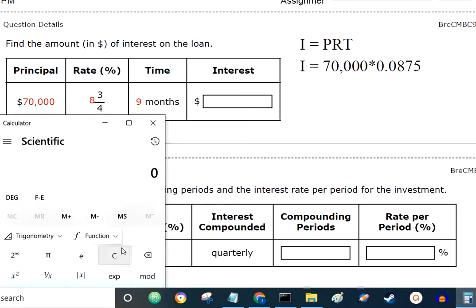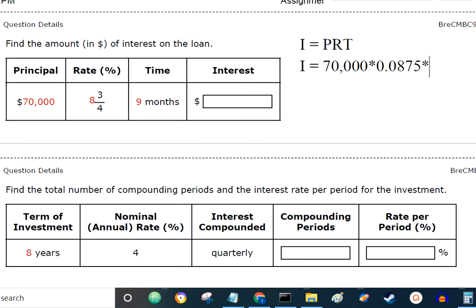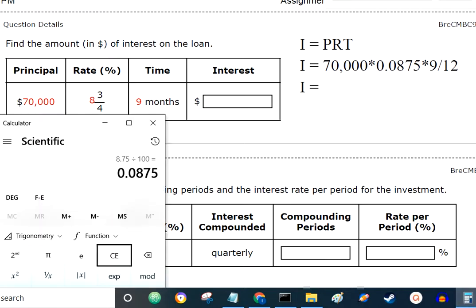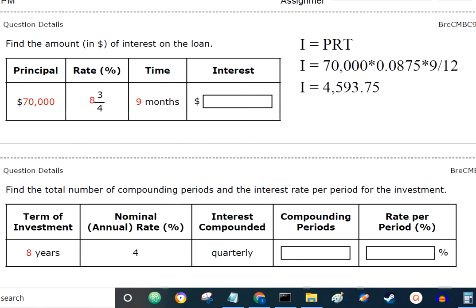In case I wasn't with you when we calculated this, to convert 8.75% to a decimal, you divide by 100. The percent form is always the bigger form. There's percents and there's decimal form, and the percent's always supposed to be bigger. So that's our decimal form here. And again, this has to be in terms of years, and right now it says 9 months. We have to convert that to years by dividing it by the number of months in a year. So it looks like $4,593.75 in interest.